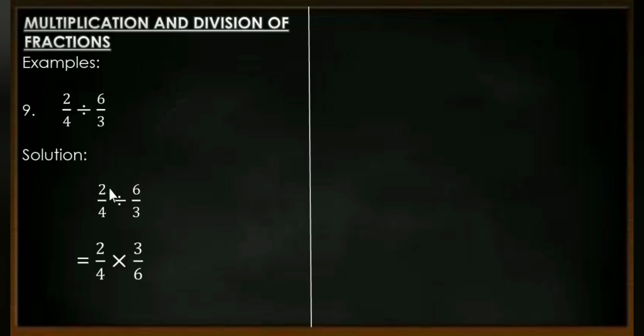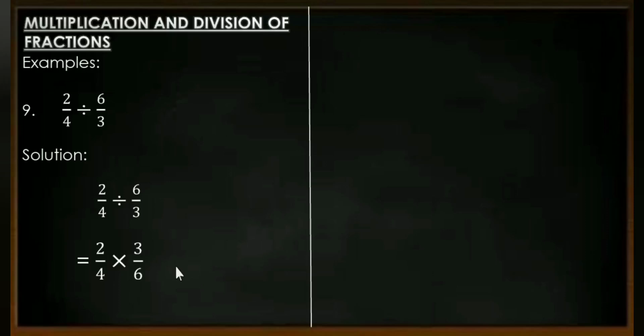So in changing 2 over 4 divided by 6 over 3 into multiplication, we are going to have 2 over 4 times 3 over 6. Take note of what has happened to the numerator and denominators. So from here, we apply the rules or steps of multiplication of fractions, which we have learned in previous examples.